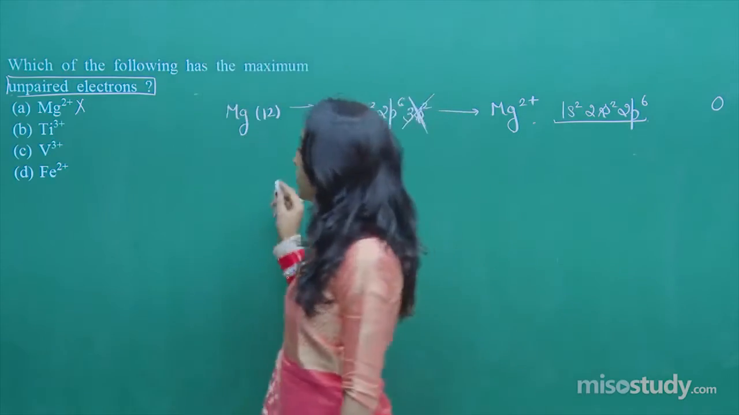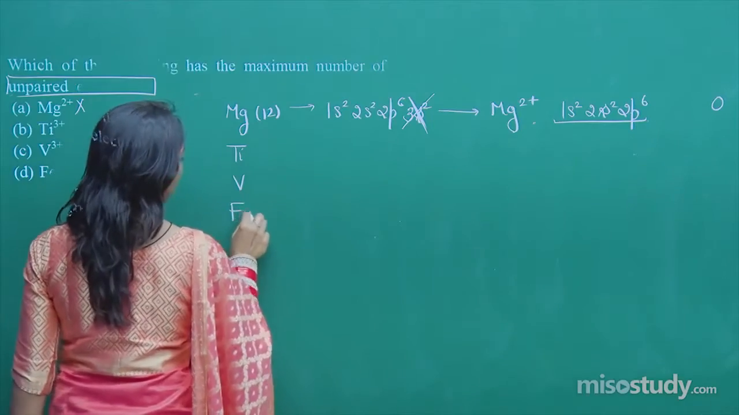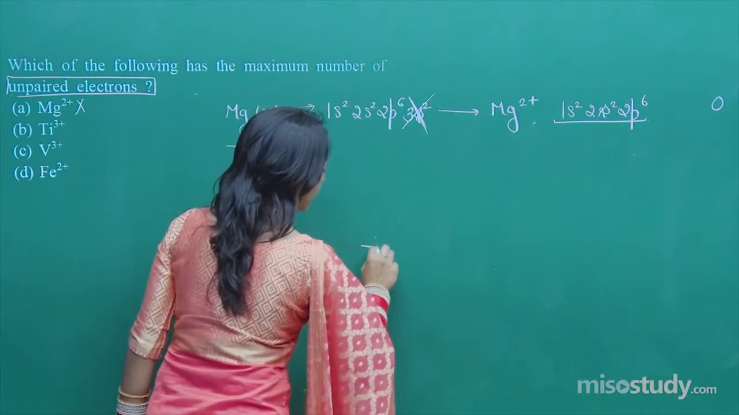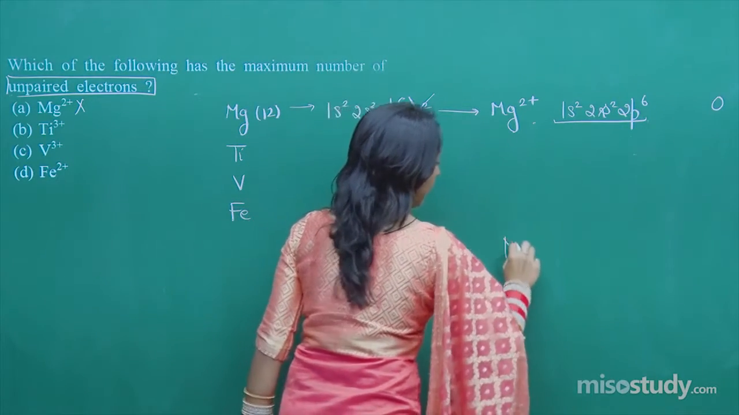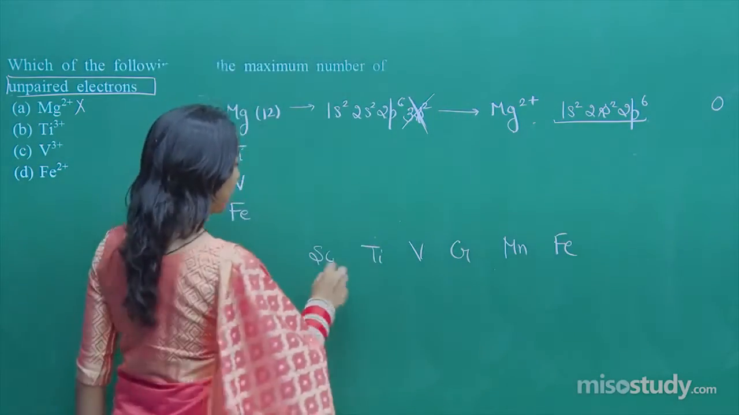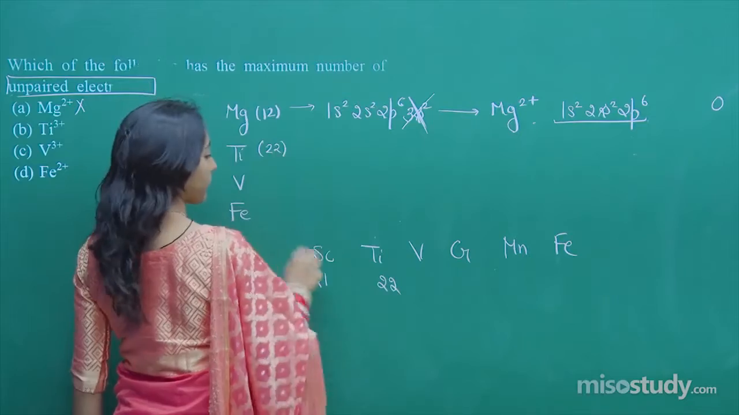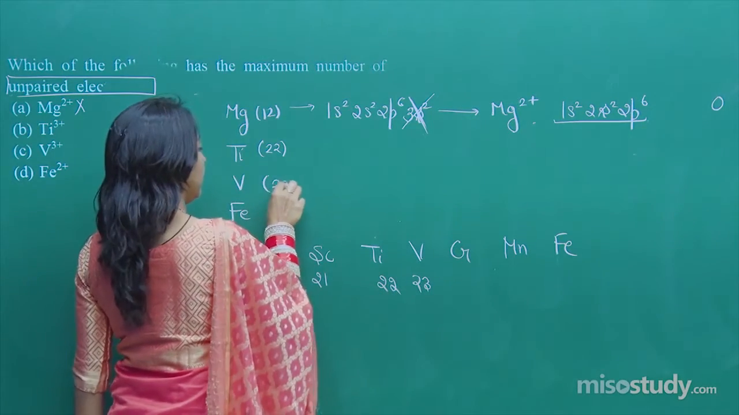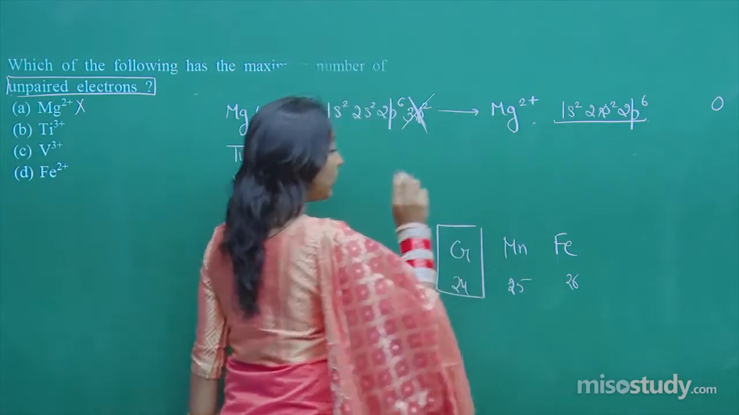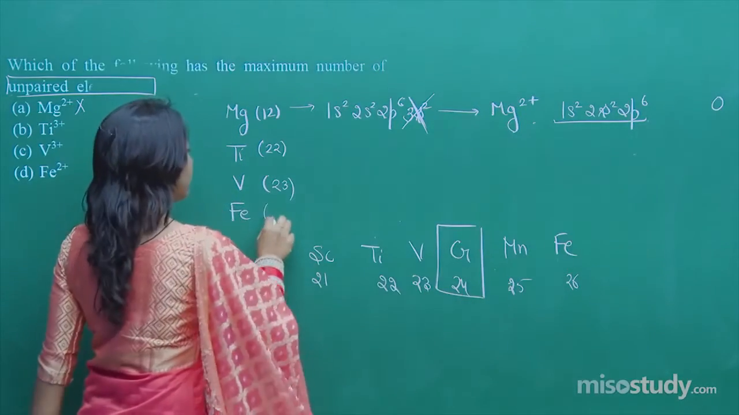Next, we need to move on to titanium, then vanadium, and then we have iron. So if you remember the atomic numbers, cool. If you do not remember, you should remember the mnemonic. So scandium is 21, titanium is 22, vanadium you can see is 23. So 24, 25, 26. And as you know, the only different electronic configuration is adopted by chromium, not by iron, manganese and all. So iron is 26.